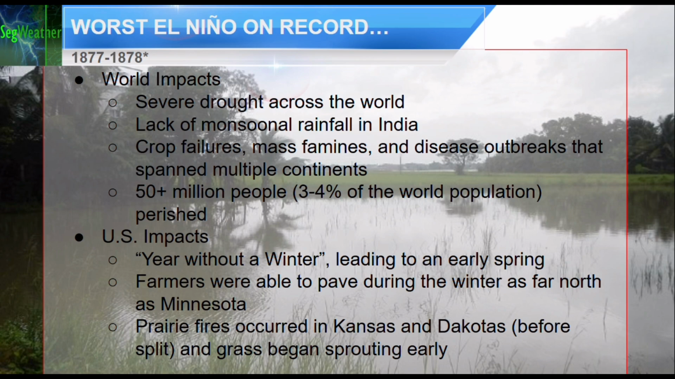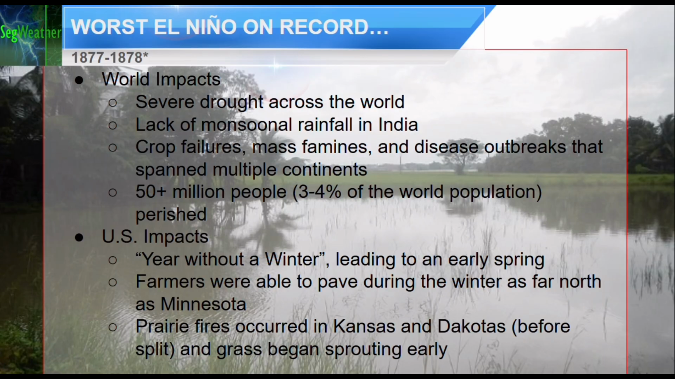And in looking at the U.S., it didn't really have as catastrophic impacts, but still it experienced the year without winters, leading to an early spring for much of the region, including farmers being able to pave their yards in winter, which is quite unusual. And also, along with that, prairie fires occurred in Kansas and the Dakotas, which again never usually happens in winter, especially in those kinds of areas where it's typically cold in winter. That was not happening at all during that winter of 1877 to 1878.